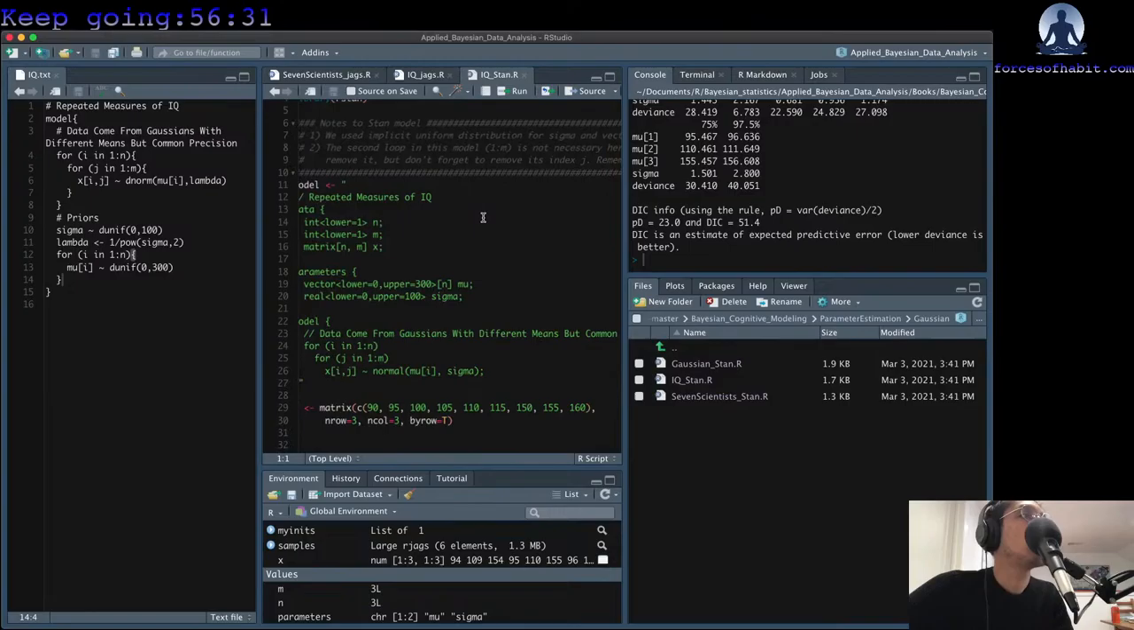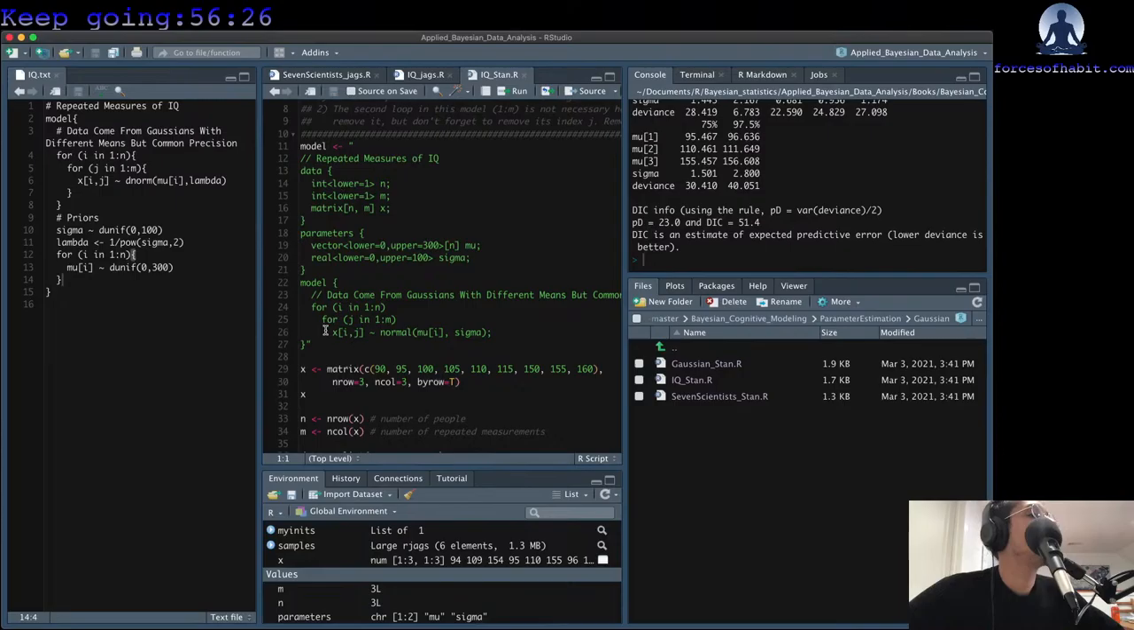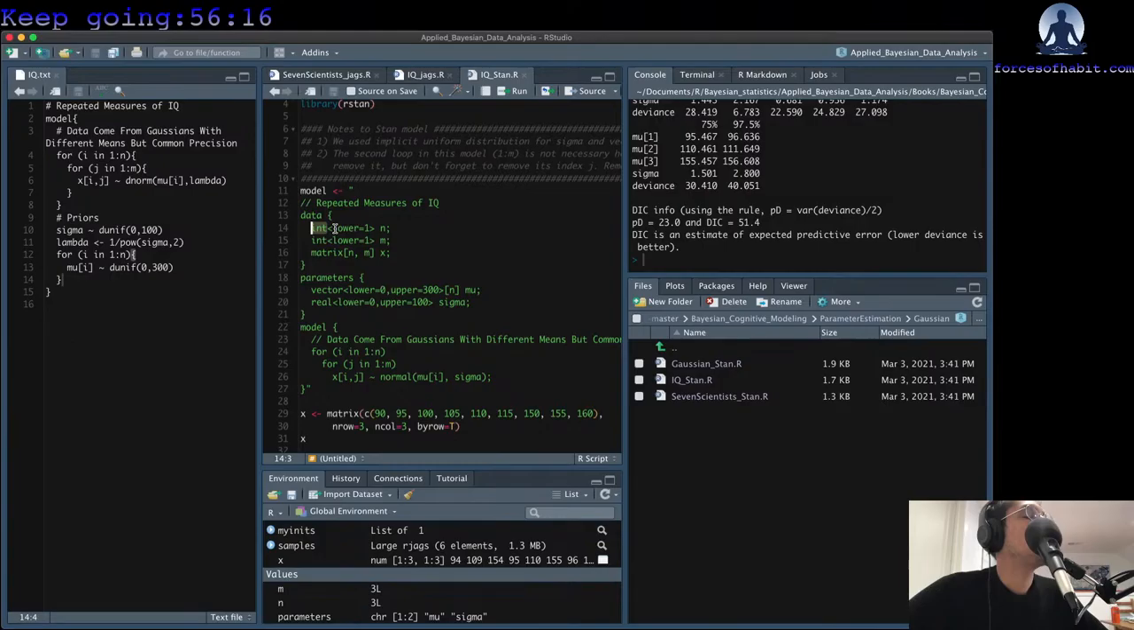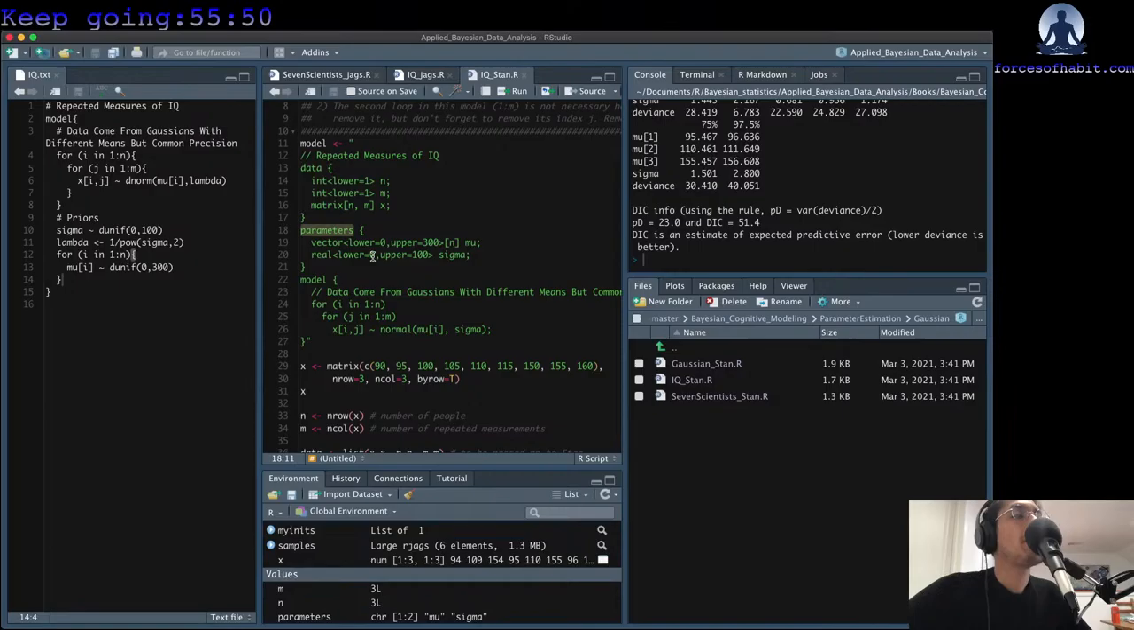Alright, so this is Stan code here, written in quotes. You load the Stan package, and then here we have an integer, which is a discrete variable with a lower bound of 1, and we call it n. This is for our data. Then we have another discrete with a lower bound of 1, we call it m. So this is for subjects and measurement occasions. And then we have a matrix, n by m, and we call it X. Parameters are a vector with lower bound 0, upper bound 300, for mu.